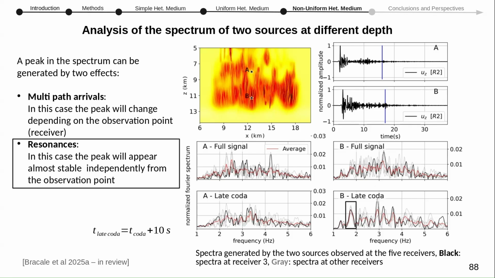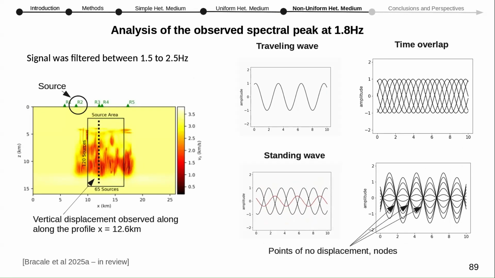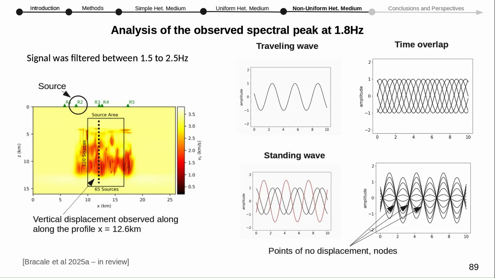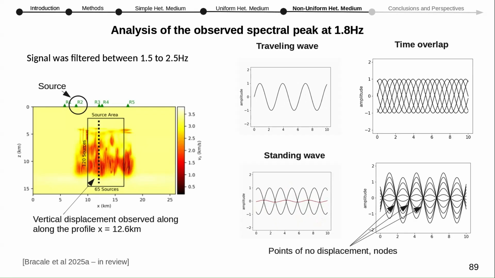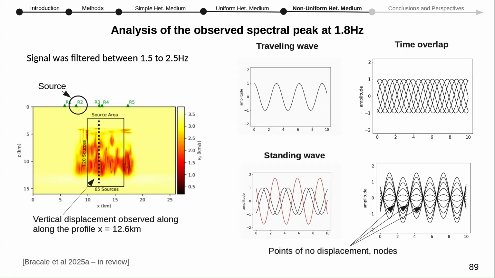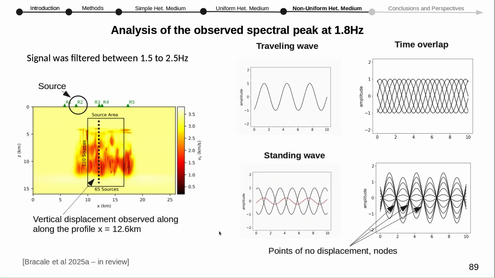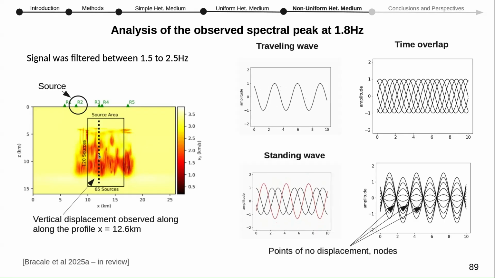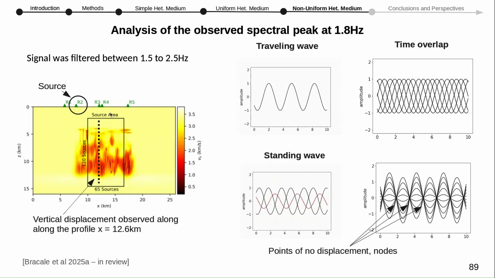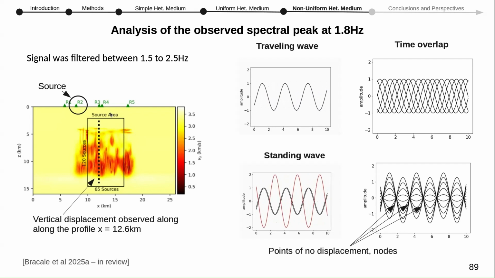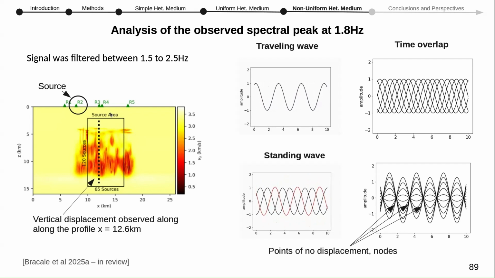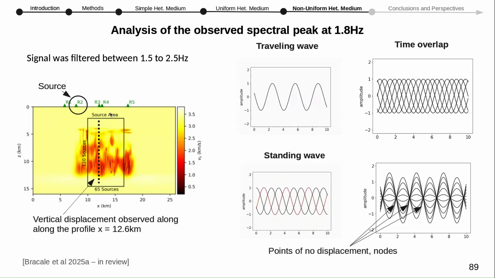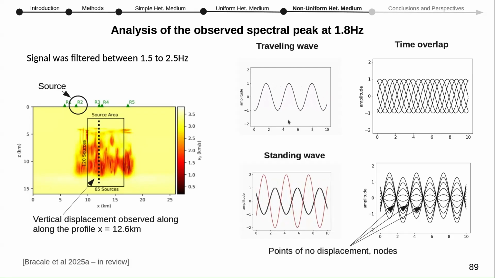And the way we did that is to consider the following configuration, so not in reciprocal condition. In this case, we filtered the signal between 1.5 and 2.5 Hertz. We considered one source at the free surface, and then we looked at the displacement along the vertical profile. The idea here is that this vertical profile will behave as a vibrating string excited by the source at the free surface. And this means that we may be able to see two effects.